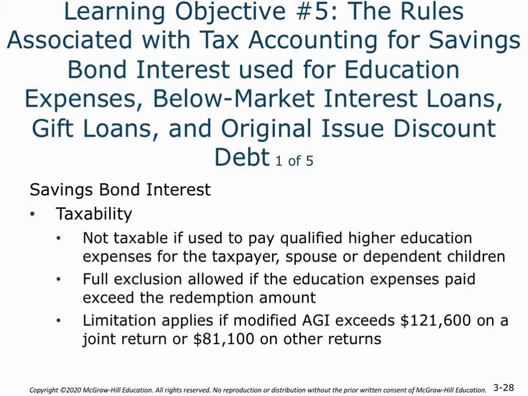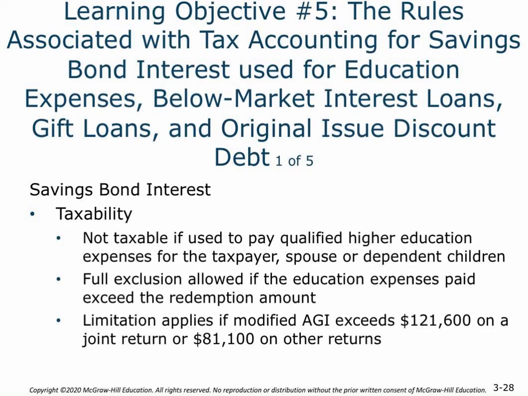Learning objective 5, the rules associated with tax accounting for savings bond interest used for education expenses, below market interest loans, gifts, loans, and original issue discount debt. So savings bond interest is not taxable if it's used to pay for higher education expenses. And that's going to be for the taxpayer, the spouse, or the dependent children. And then the full exclusion is allowed if the education expenses exceed the redemption amount. So if you have a $10,000 savings bond, for example, and have $12,000 of qualified expenses, then the entirety of it can be excluded.